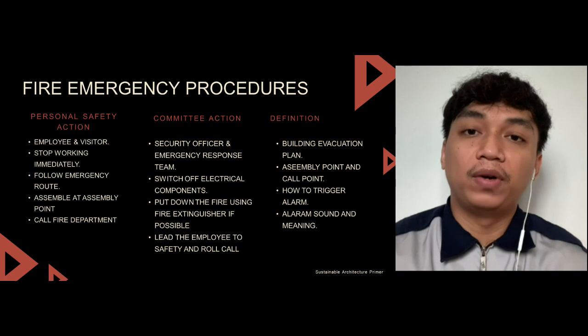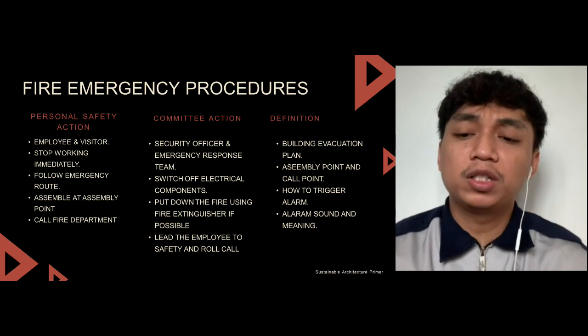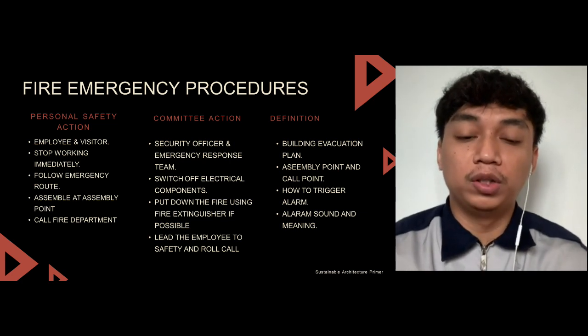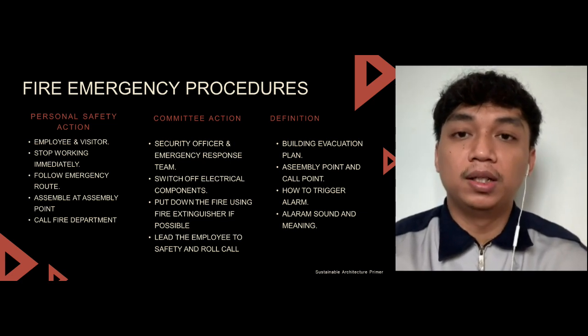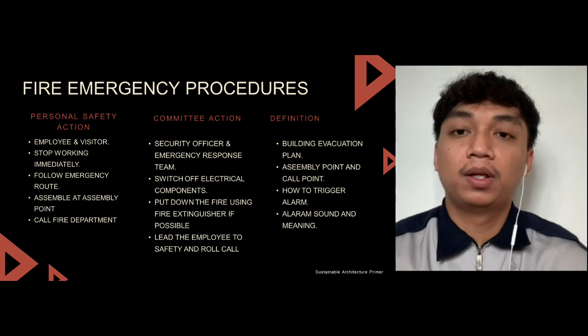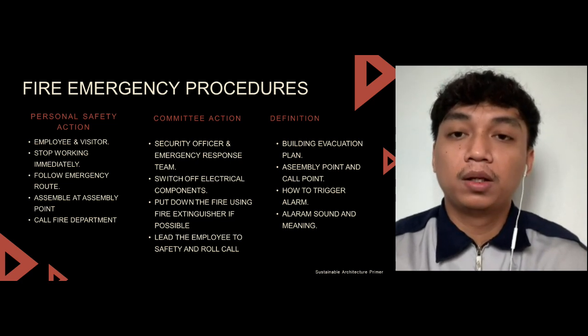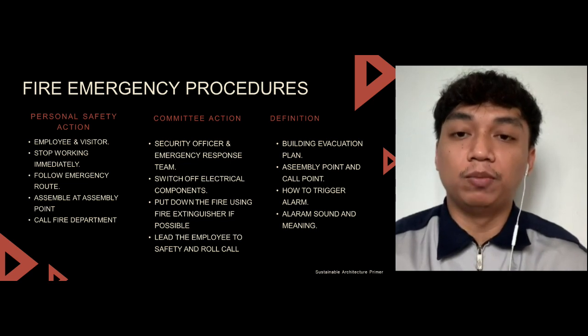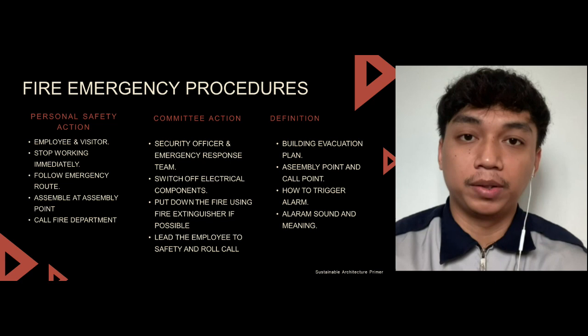First is the fire emergency procedure. Before explaining the procedures, Abagas also explains who needs to follow and is responsible for following this procedure. First is the personal safety and action, for employees and visitors. In case of emergency, employees and visitors need to stop working immediately, follow the emergency route, assemble at the assembly point, and also call the fire department.